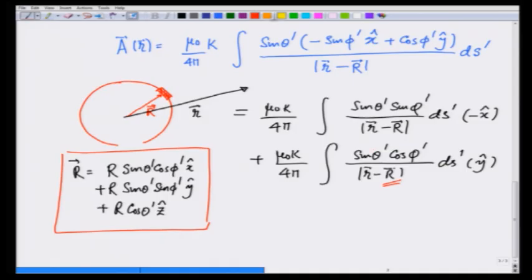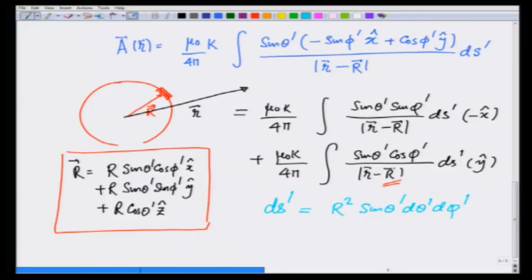Let us also write ds prime. What is ds prime? ds prime is R square sin theta prime d theta prime d phi prime, because this is the integration over the spherical surface. All right. Now, you must be wondering how to calculate this integral.